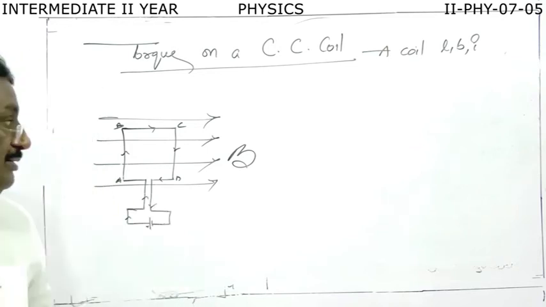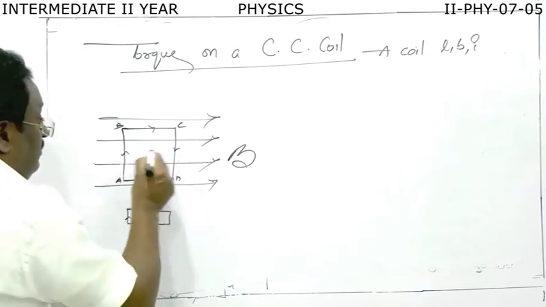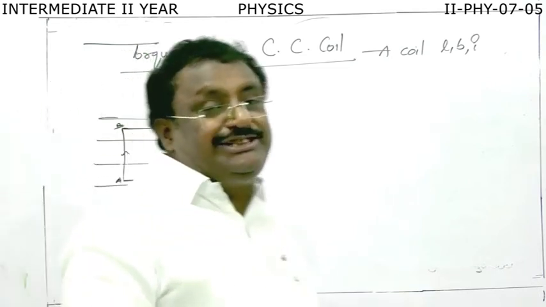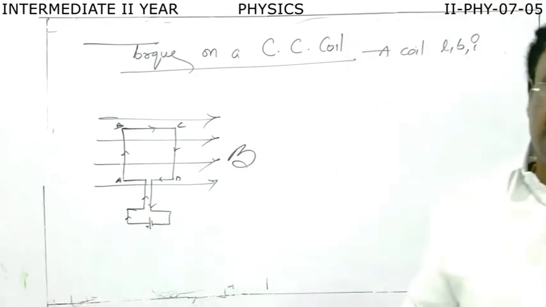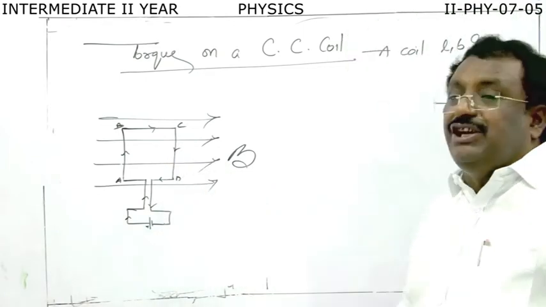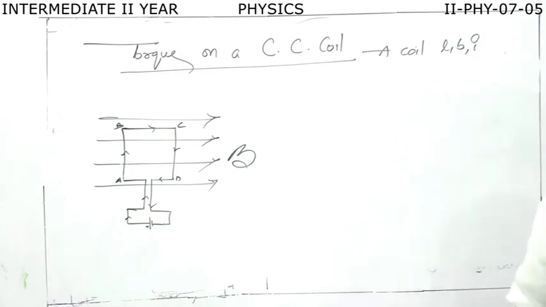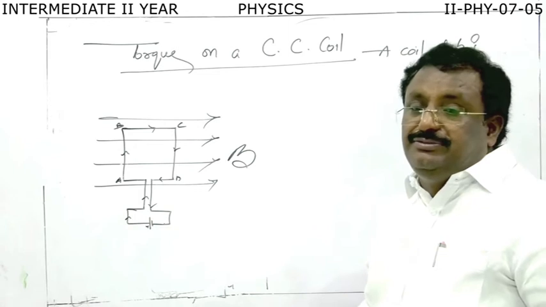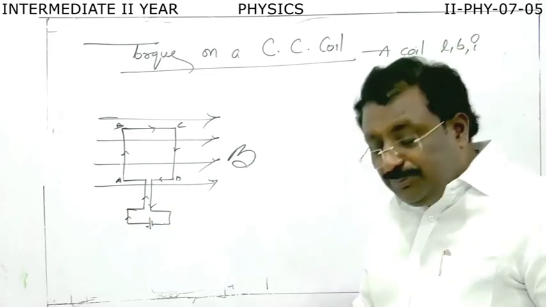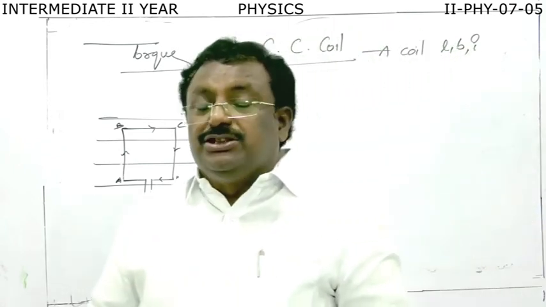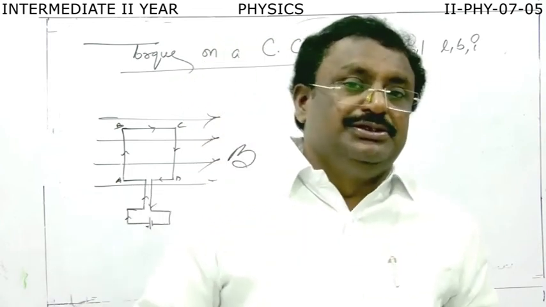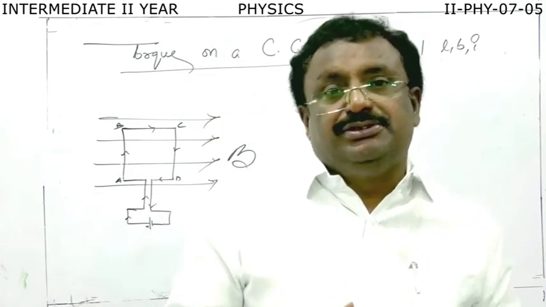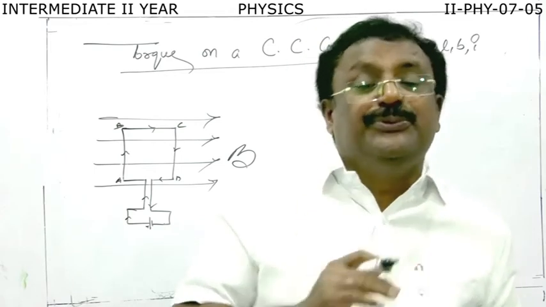Now these two vertical sides experience the force. These two forces are equal in magnitude and opposite in direction. So no net force is acting on it, but it may experience torque. As a result, the coil will rotate in the magnetic field. What is torque? Do you remember? The torque is nothing but the turning effect. If we want to produce the turning effect, we require torque, not just force.